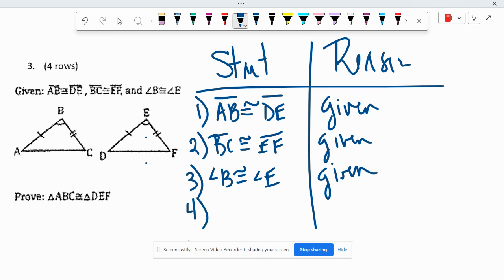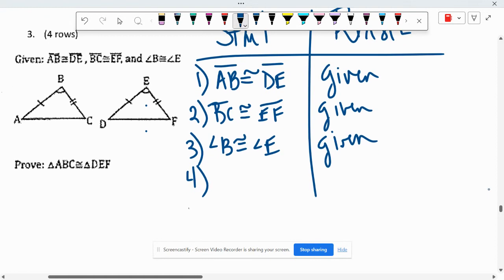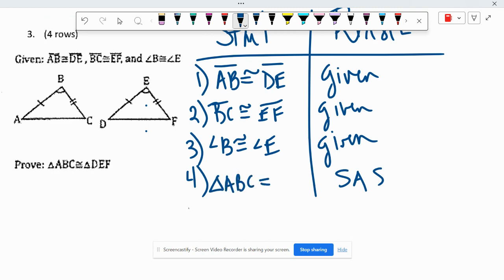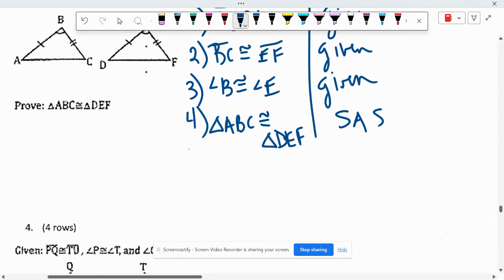So, do we have enough information to say that those 2 triangles are congruent to each other? By what? What's marked congruent on the triangles? SAS, side angle side. Good job. So triangle ABC is congruent to triangle DEF by SAS. Yeah, that one was not hard at all. That was not really difficult.